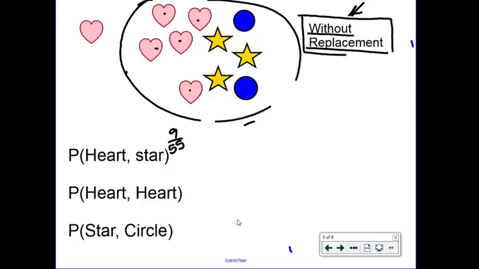So now I'm going to take a look, and we said that was 3/11. I'm going to put that to the side. The last one, I want y'all to try. You all can pause and try, but I want you to see if you can get the probability of a star without replacement and then a circle.